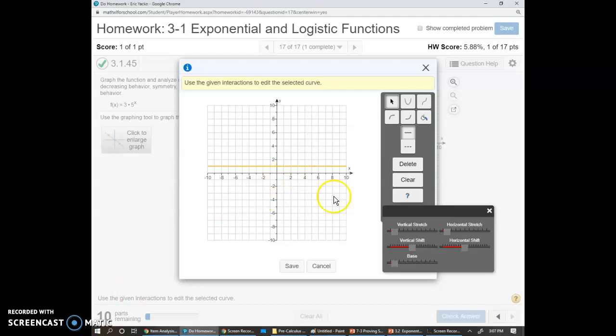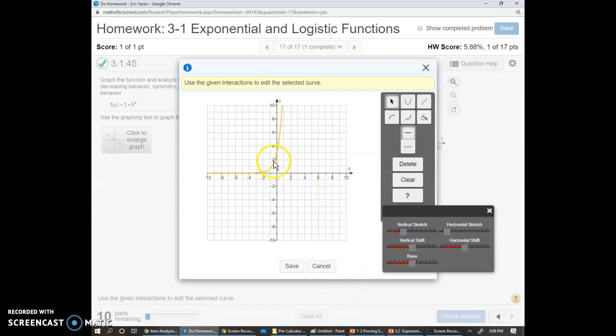Now the key here is you want to identify what the base is, which is the number that is underneath the exponent. In this case, it is 5. And this 3 out in front, when you are multiplying by 3, it is what we call a stretch, if it's not in parentheses and it's multiplying the whole function by 3. A shift is if you're adding or subtracting. A stretch is if you're multiplying. So we are stretching by 3.